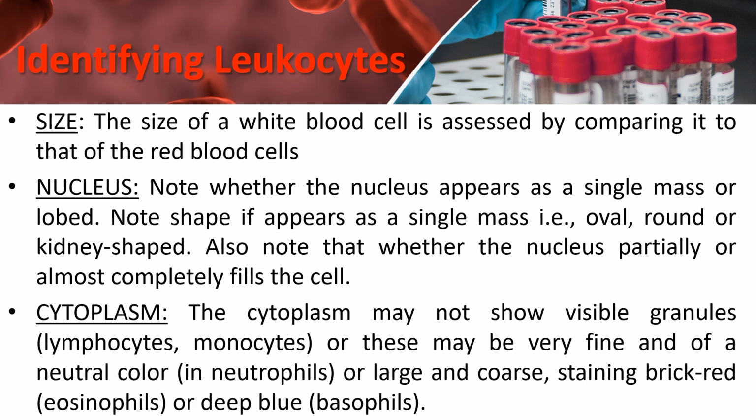be very fine and of a neutral color, that is light violet, taking up both acidic and basic stains like in neutrophils, or these granules may be large and cause staining brick red like in eosinophils or deep blue like in basophils. Also note the amount of cytoplasm in relation to the size of the nucleus.